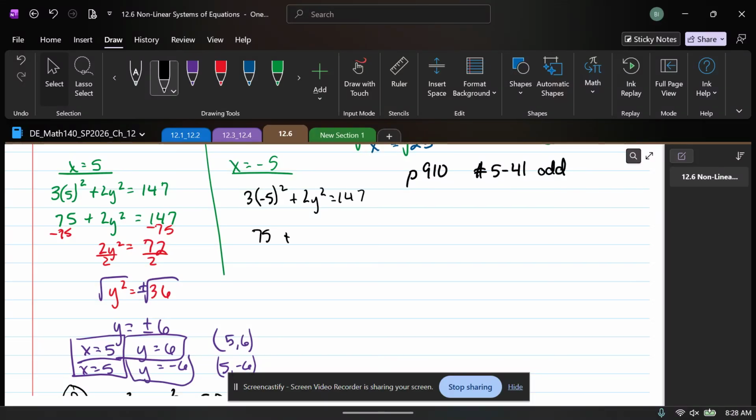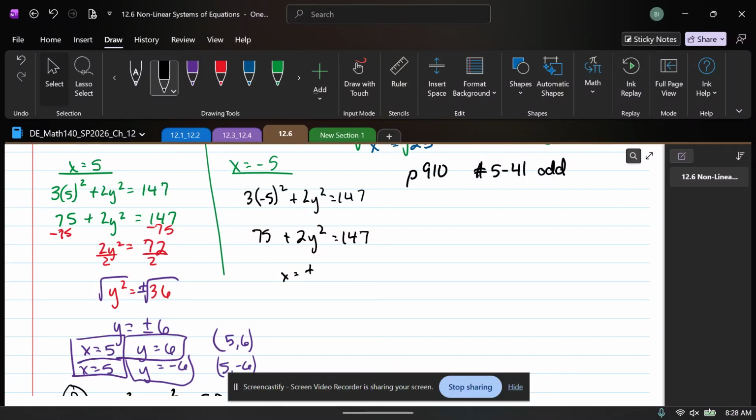Once I get here, you should realize something. This equation is exactly the same as that equation. The squared canceled out the negative part. So what are the solutions to this equation? Yeah, they're the same one.